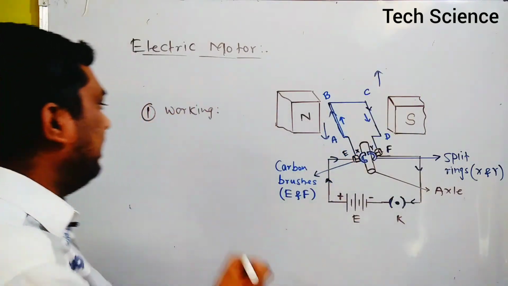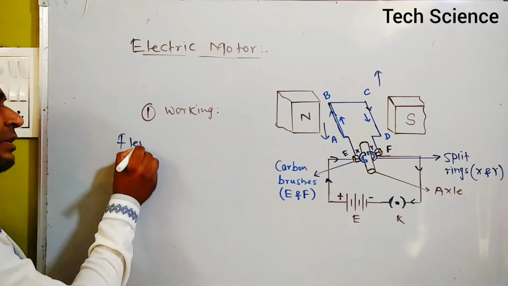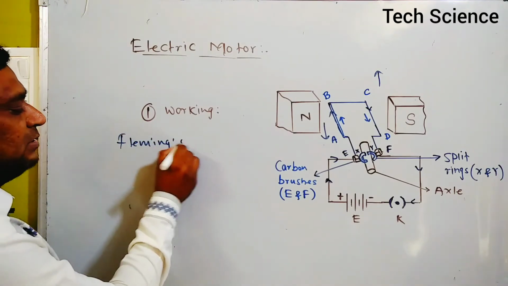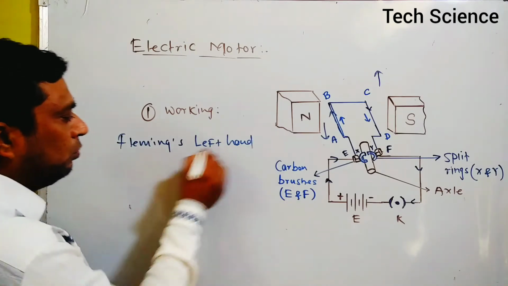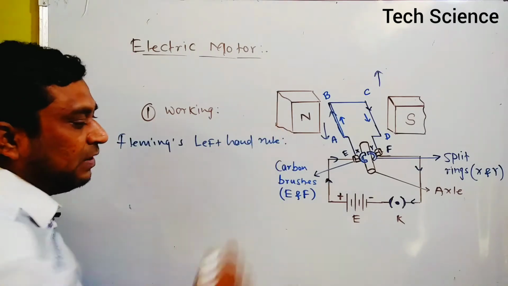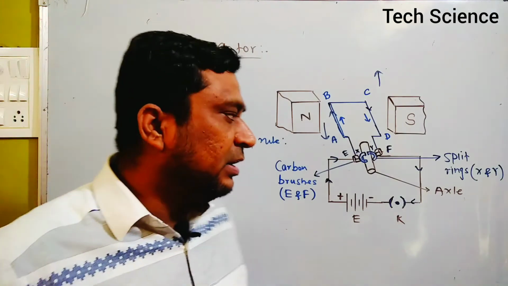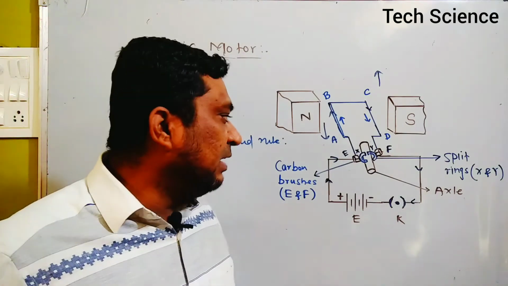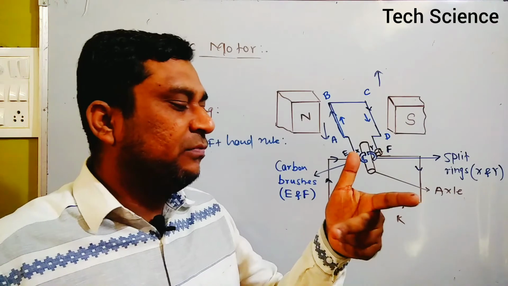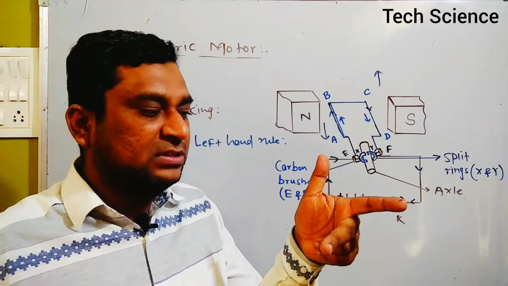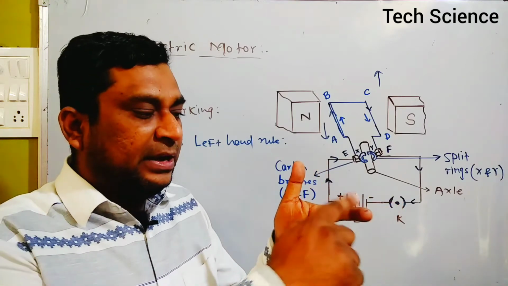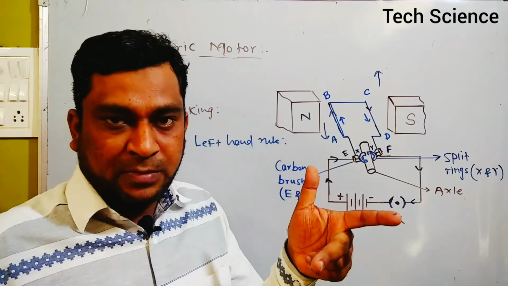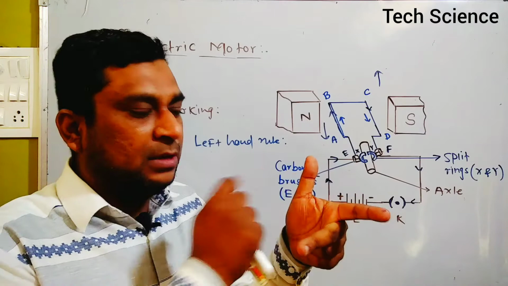How? It is based on Fleming's left hand rule, which we discussed yesterday. Now the question is, what is Fleming's left hand rule? Those students who didn't see my last video, I will just revise it. In this we have three fingers to consider: index finger, middle finger, and thumb, where the first two are inputs and the thumb is the output.